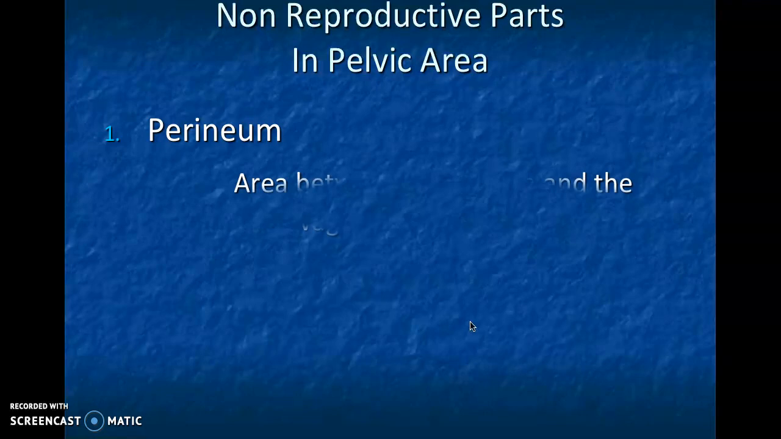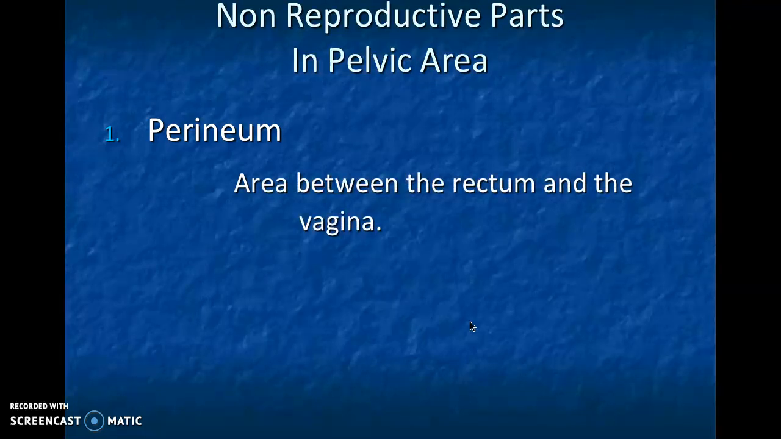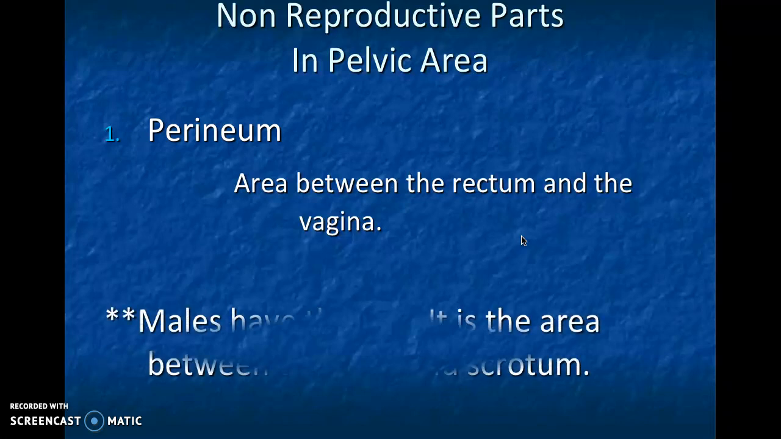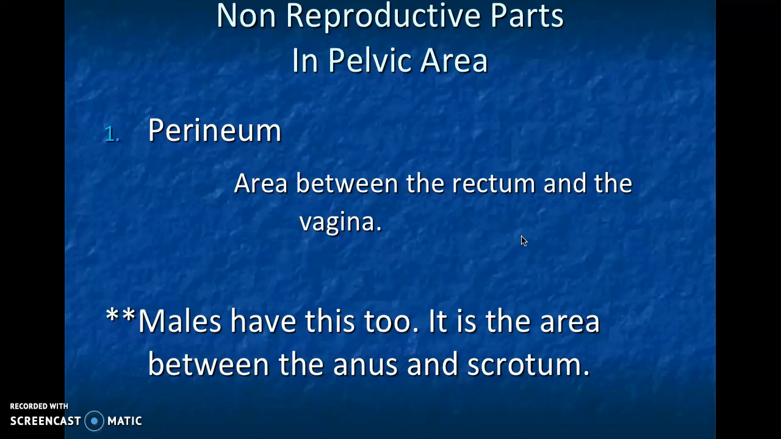The perineum, actually, not a whole lot of people know about this. It's a non-reproductive part. It's the area between the rectum and the vagina. An interesting fact, you probably don't want to know this, but hey, knowledge is power. This is the part that may tear during childbirth, so sometimes doctors will actually cut it because it's easier to heal if it's cut rather than if it tears. And males have this too. It's the area between the anus and the scrotum for males. It's called the perineum.